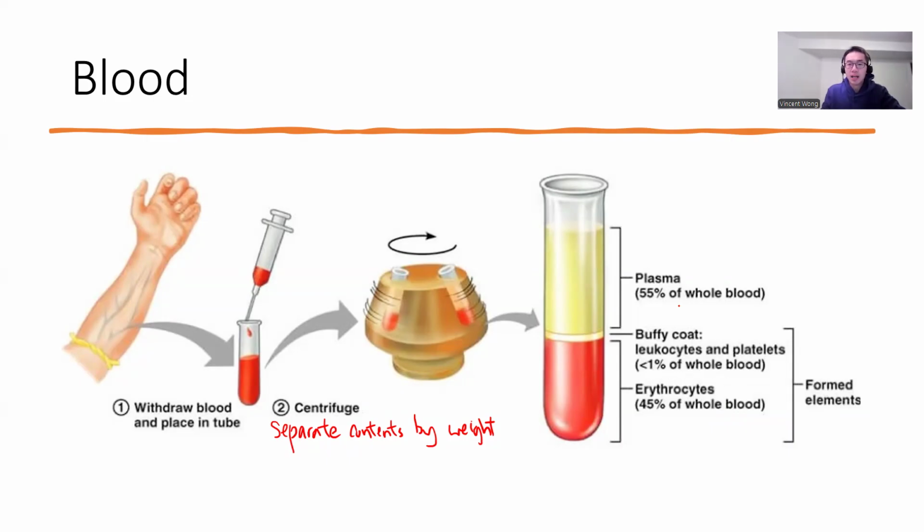And you can see because the white cells and the platelets are lighter compared to the red cells, they would be floating between the plasma layer and the red cells. And it's a very, very thin layer. It only makes up less than 1% of all your blood. Okay. But collectively, all these things are formed elements.